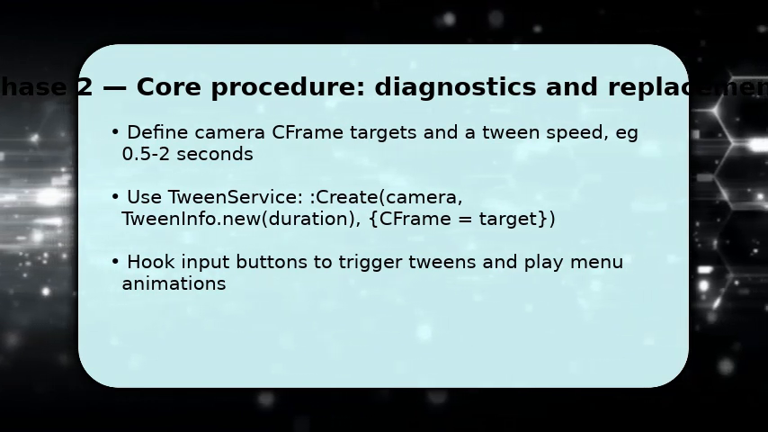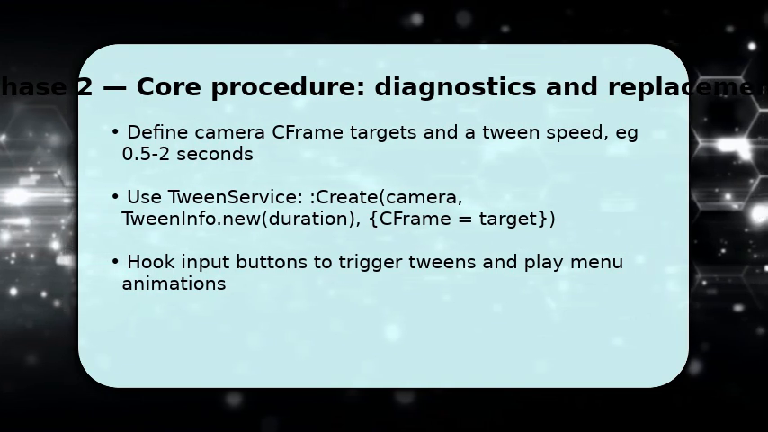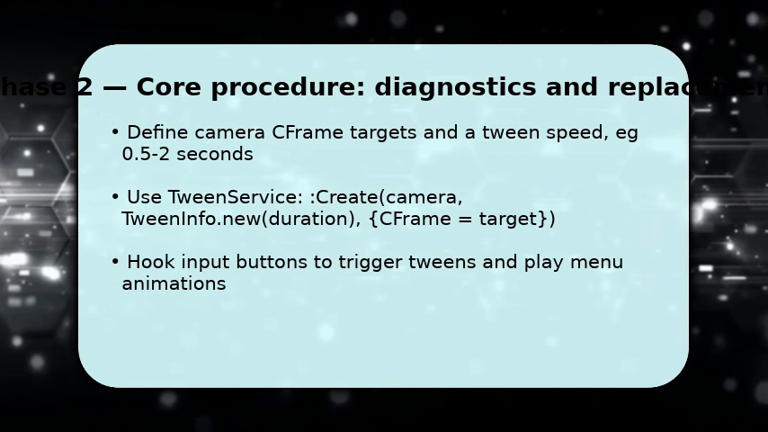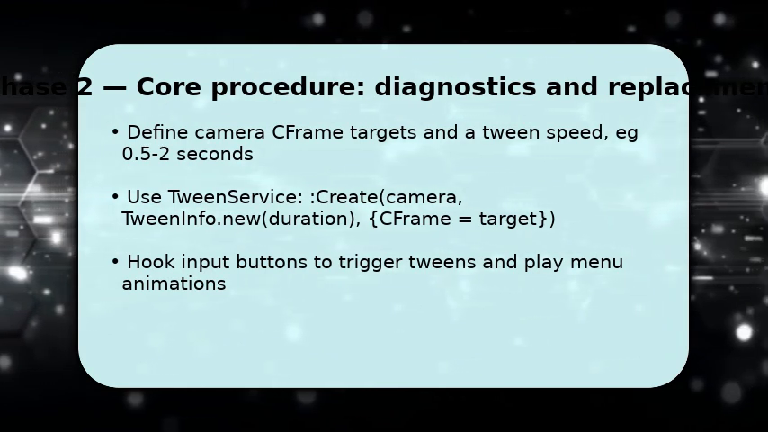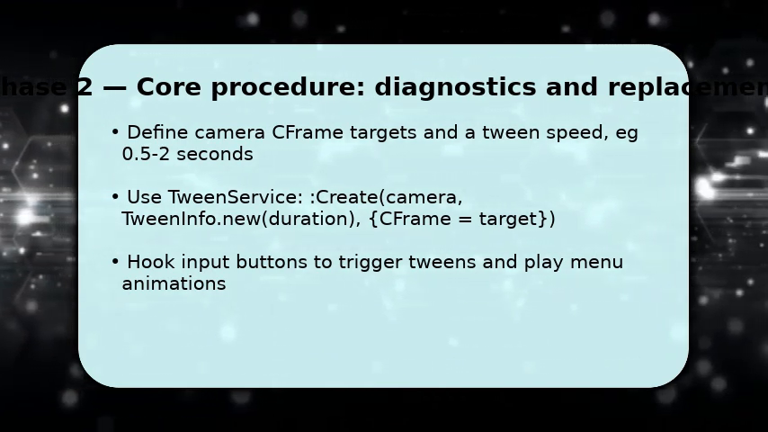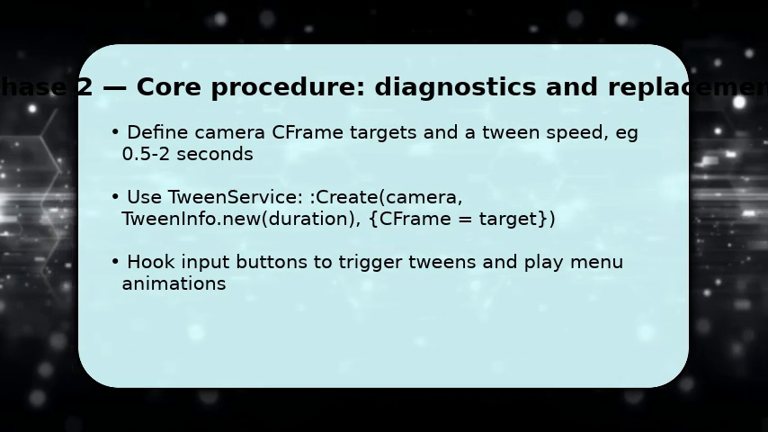Create tweens with TweenInfo.new and call Play, and while the tween runs, disable character controls. Make sure to connect UI buttons to functions that stop existing tweens and start the next one, so the camera finishes by returning control to the player and cleaning up state.